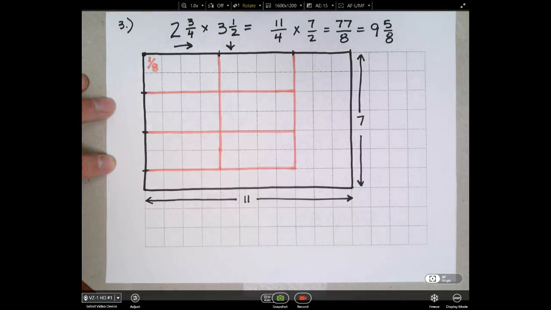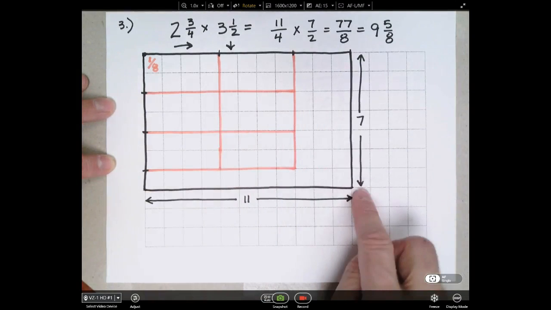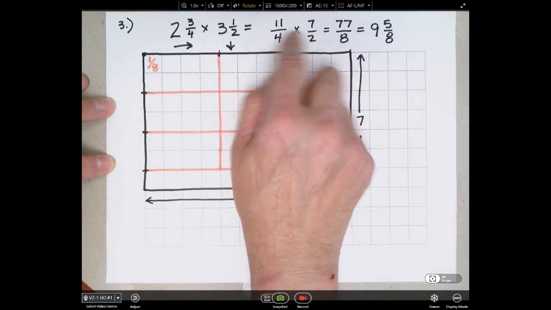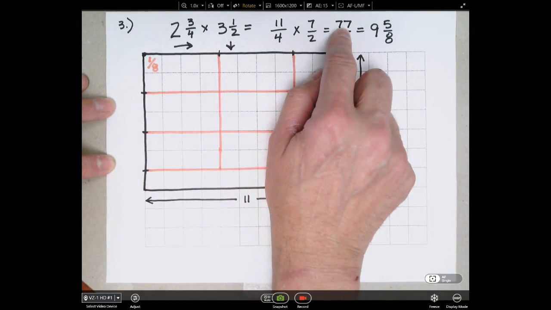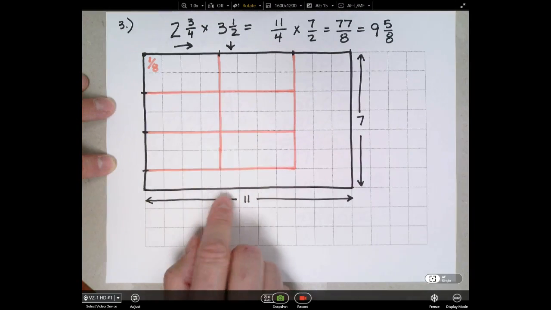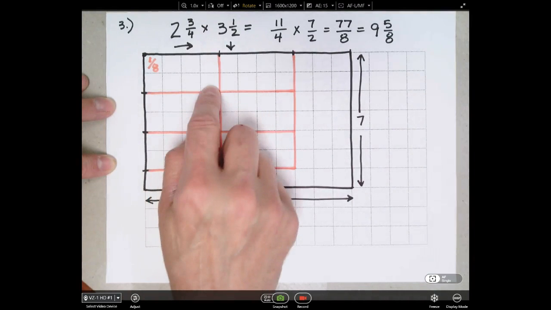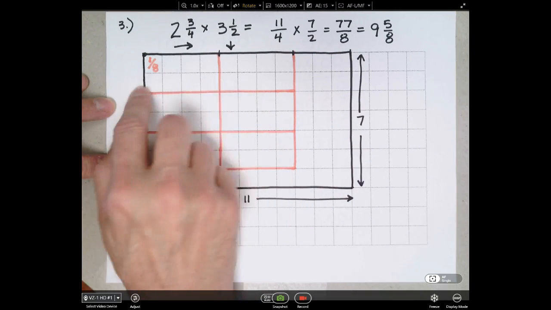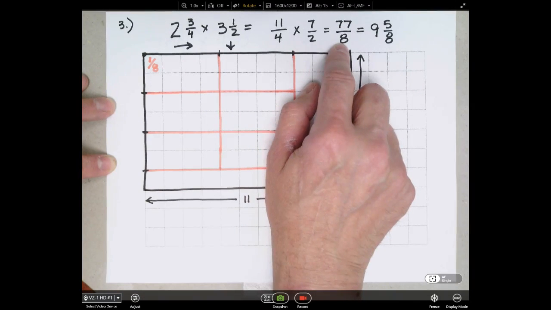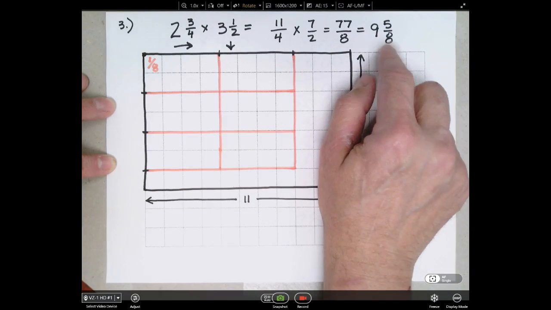Okay, so here's my solution. You can see that I've counted the boxes, okay, and I got 11 by 7, so I put that up here. 7 by 11 is 77. That gives me my numerator, the number of boxes. And for my denominator, I got 4 by 2 because the boxes are 4 across and 2 down. So 4 by 2 makes each one equal to an eighth. I have 77/8, and that can be changed into a mixed number of 9 5/8.